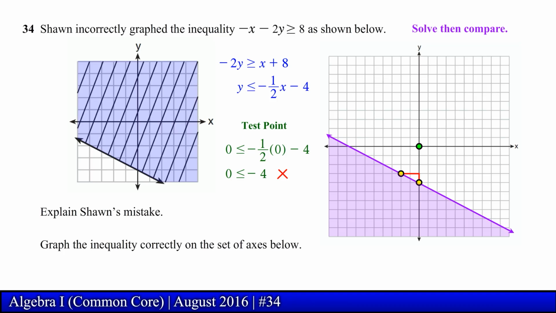This error was most likely made because Sean forgot to switch the inequality symbol during the division step. So the inequality should be graphed with a solid line, and the set of numbers that satisfies the inequality will be those points below and on the line. So this is our final answer.